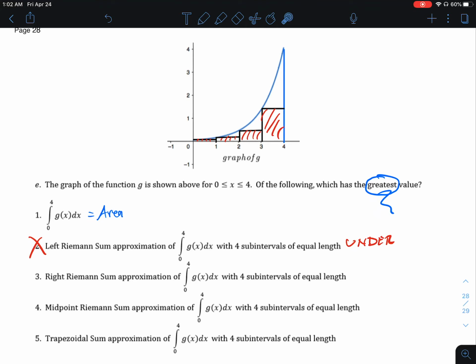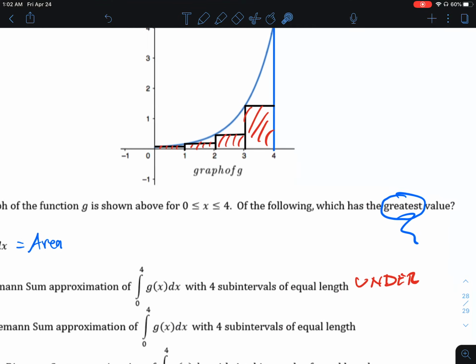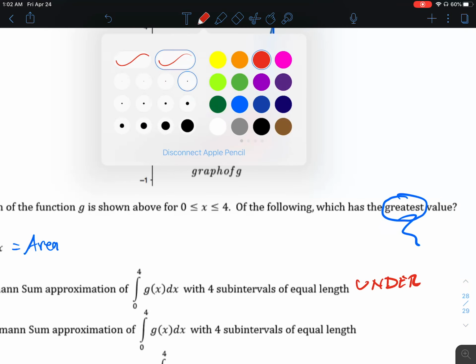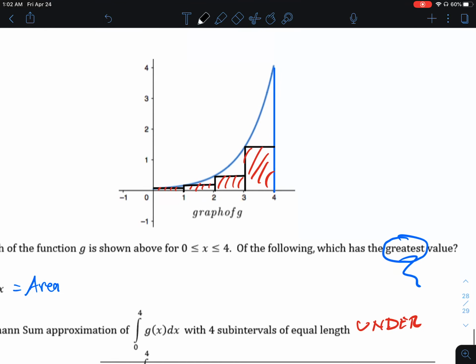Option 3, use a right Riemann sum, 4 subintervals from 0 to 4. So if we do that, right is going to be to here for this first one, the one from the right. And right is here to here. And then right is here to here. And then right would be like something like this.